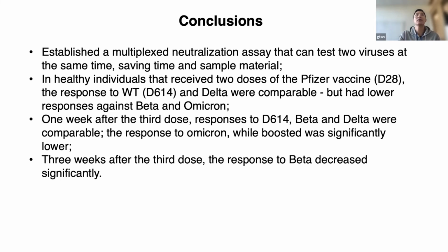What we want to do right now is to make more viruses. So we're planning on making a blue and a far red expressing VSV virus so that we can multiplex, so that instead of using 2 viruses, we can hopefully use 4 viruses at the same time, therefore increasing our multiplexing capabilities and also saving a lot of time and sample material.